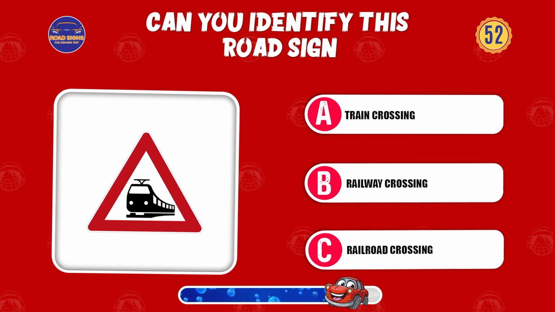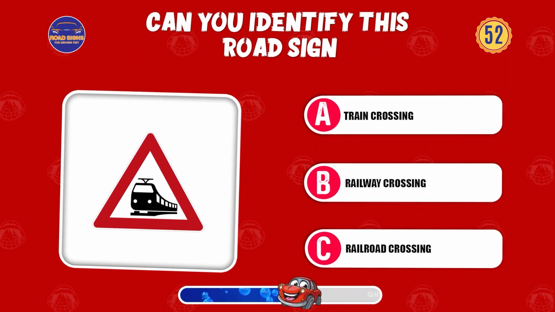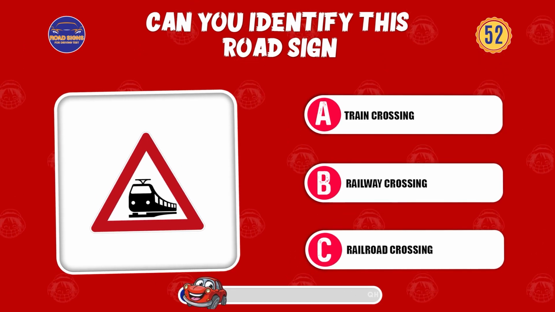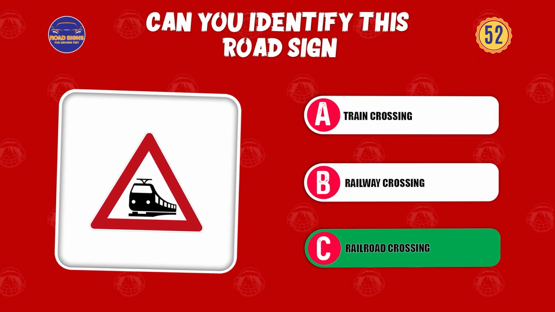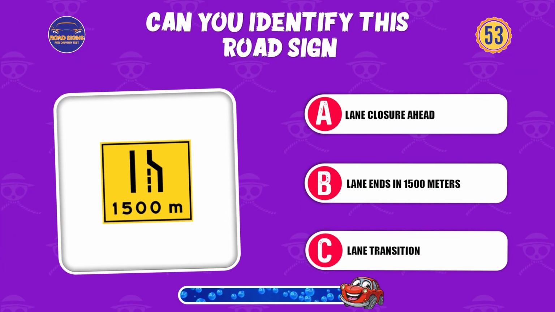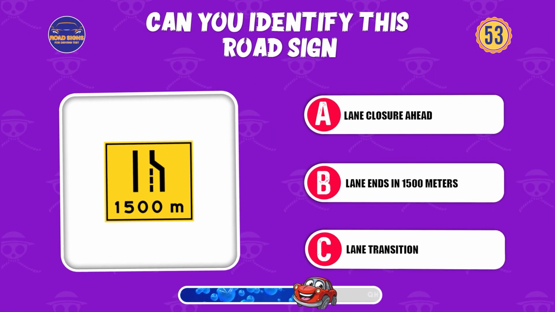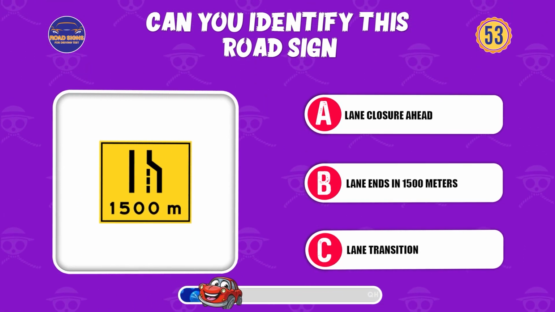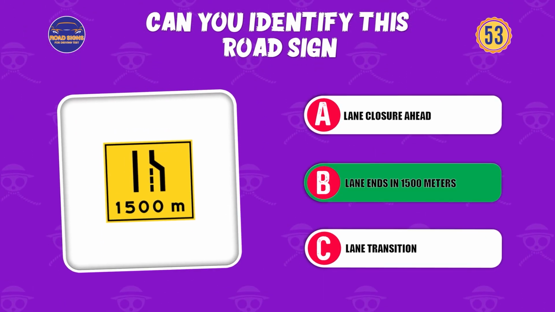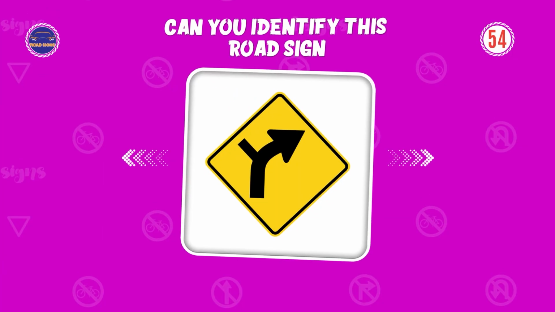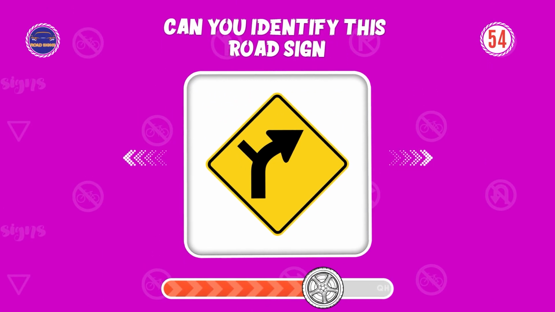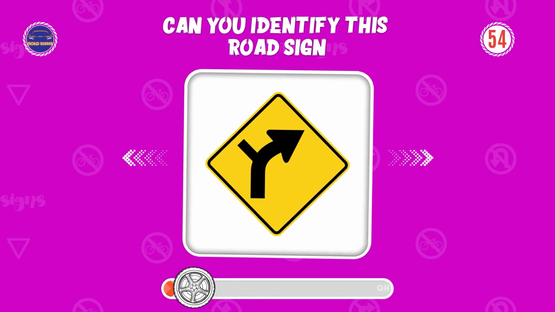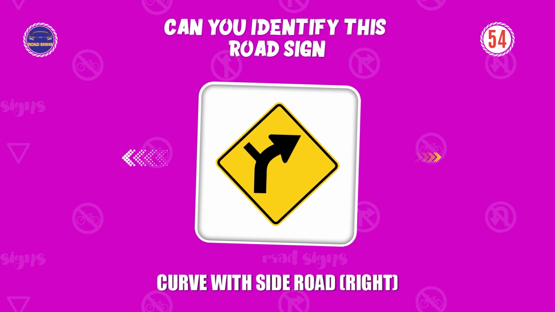Question 52. What does this road sign mean? C. Railroad crossing. Question 53. Can you identify this road sign? B. Lane ends in 1,500 meters. Question 54. What does this road sign indicate? Curve with side road, right.